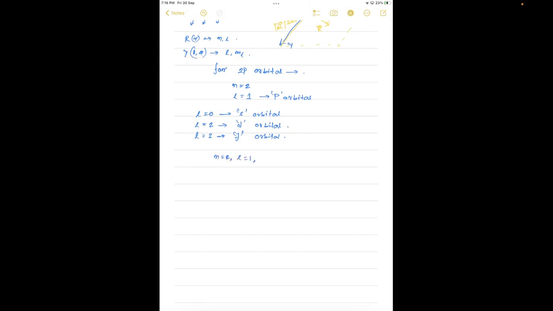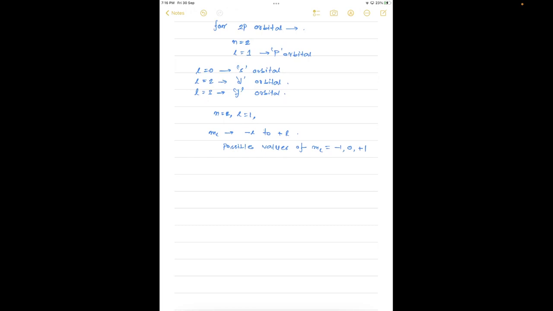Now the possible values of ml are minus l to plus l. That means in this case the possible values of ml are minus 1, 0 and plus 1. For a p orbital, there are 3 possible values of ml: minus 1, 0 and plus 1.